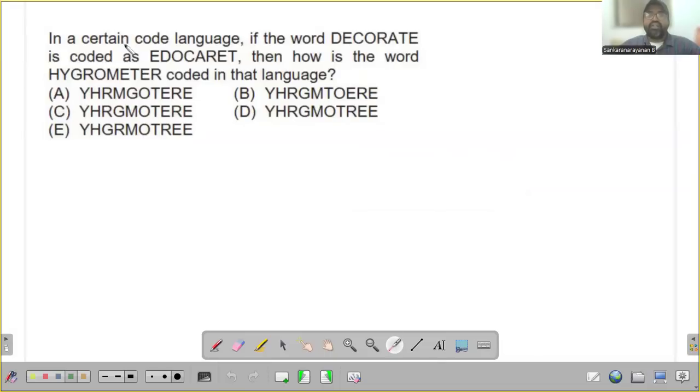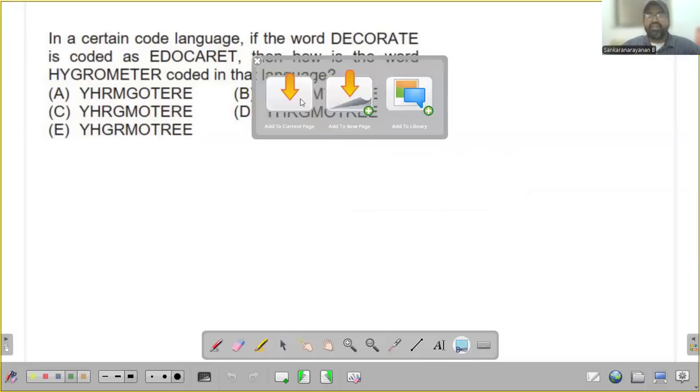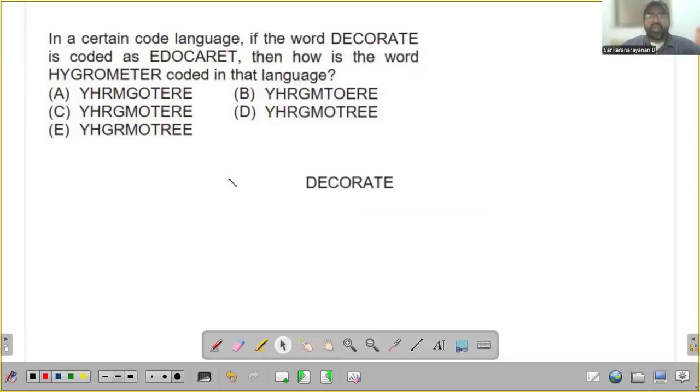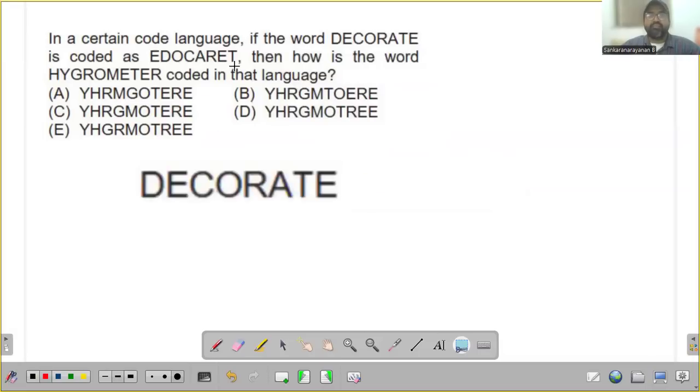Here it is given, in a certain code language, the word decorate is coded as EDOCARET. It's very simple. Okay, this question is very, very simple. Okay, I shall present both the trigger here and then the target also. Very easy to handle. Okay.